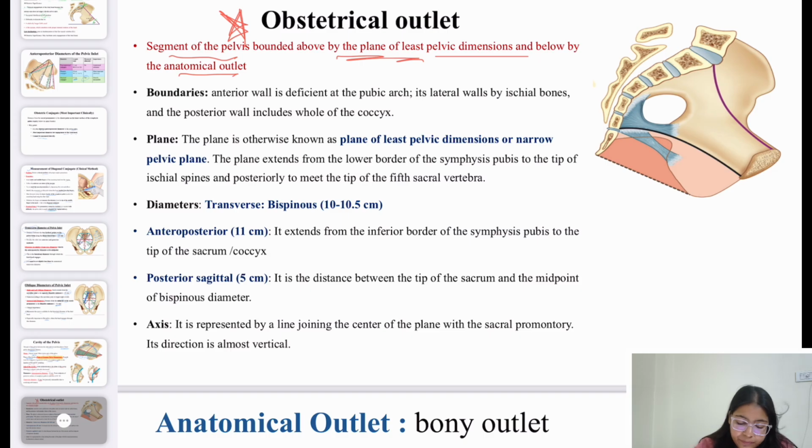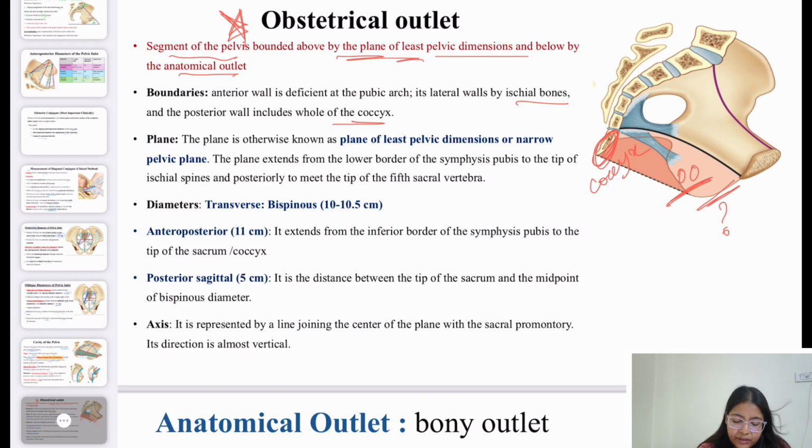So boundaries: the anterior wall is deficient in the pubic arch, there is no pubic arch, and the lateral walls are formed by the ischial bone. You can imagine, or if you have a pelvis with you, you can see laterally there are ischial bones, and the posterior wall includes the whole of the coccyx. So this is the coccyx. Okay, so this is the obstetrical outlet.